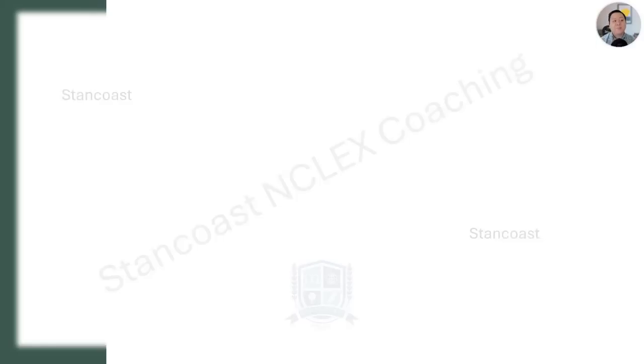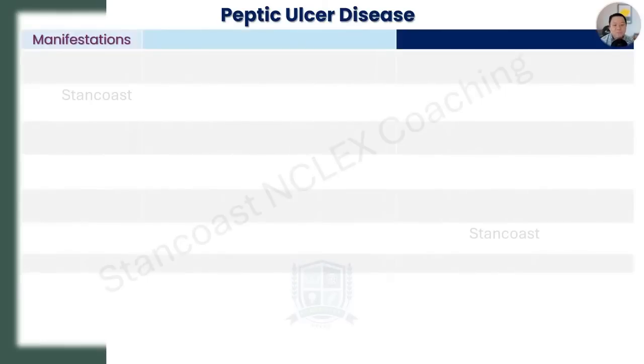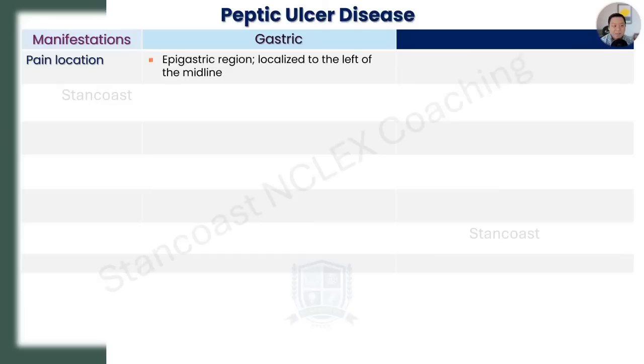Now, this time we'll be talking about the different manifestations, I should say. So let's compare the different manifestations between gastric and duodenal ulcer. We're talking about the pain location here. With the gastric type of peptic ulcer disease, gastric ulcer pain will be localized in the epigastric region, which is the upper middle part of the abdomen, but it tends to be more localized to the left of the midline. And this is due to the anatomical positioning of the stomach.